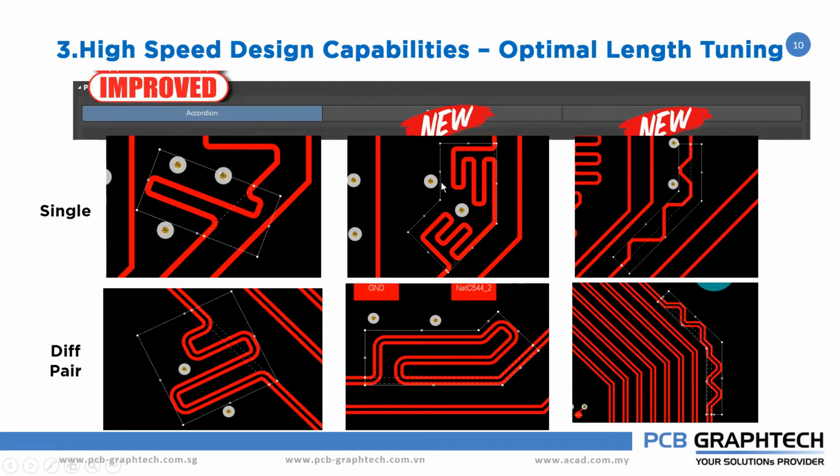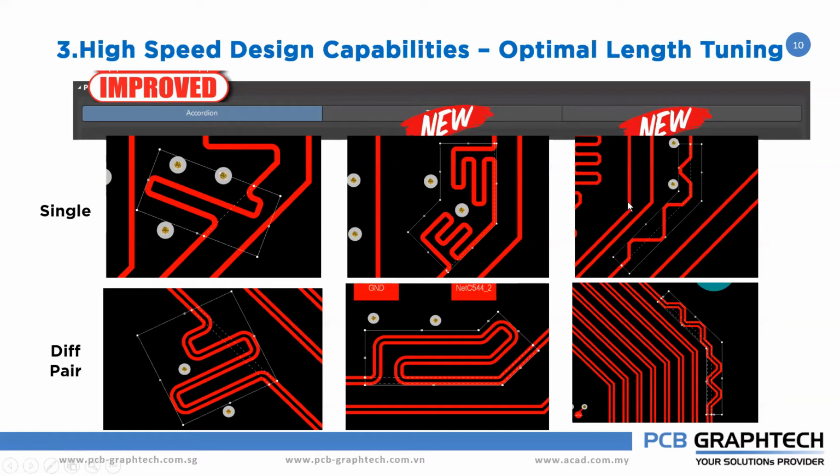Then the new introductions for tuning are trombone and sawtooth tuning. For low frequency and low speed applications, you can use the trombone. Trombone tuning is similar to the accordion, which slides at the corner and bends at both 90 degree and 180 degree angles. This reduces impedance discontinuities, since it goes at right angles. Your accordion and trombone are more or less similar, but the only difference is that the accordion gives you tighter coupling with the length of the trace than the trombone.